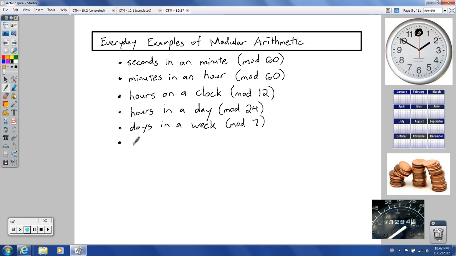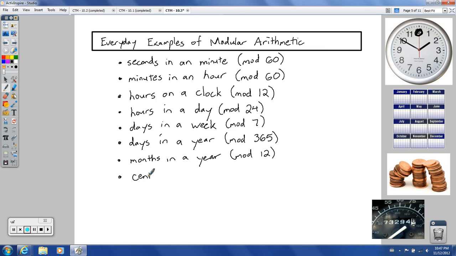You could think of days in a year. We're talking a normal year, not a leap year, so days in a year would be mod 365. You could think of months in a year. There are 12 months in the year, so this would be mod 12. Another example I thought of was right here, cents in a dollar. There's 100 cents in a dollar, so this could be considered mod 100.